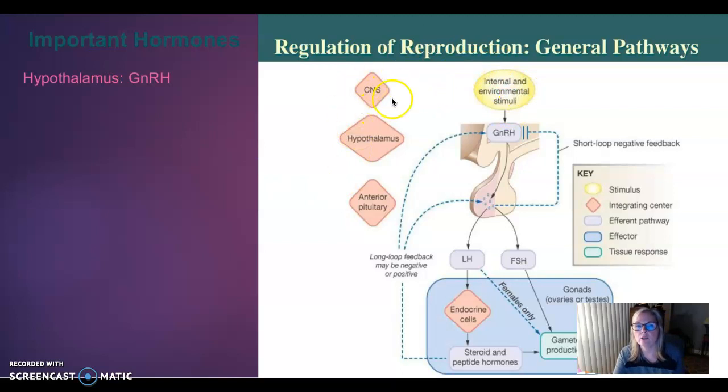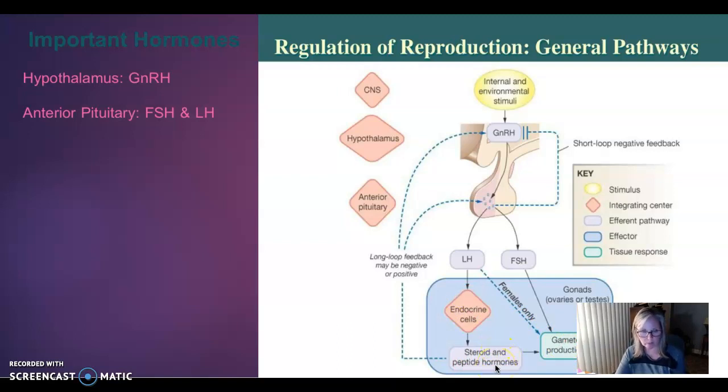First of all, the central nervous system acts on the hypothalamus, causing it to release GnRH. GnRH is gonadotropin-releasing hormone, and it's released from the hypothalamus down through the capillary portal system and into the anterior pituitary, where it stimulates follicle-stimulating hormone and luteinizing hormone, also known as FSH and LH. They're secreted and travel through the bloodstream to the endocrine cells and to the gonads, where they influence gamete production and steroid and peptide hormones.